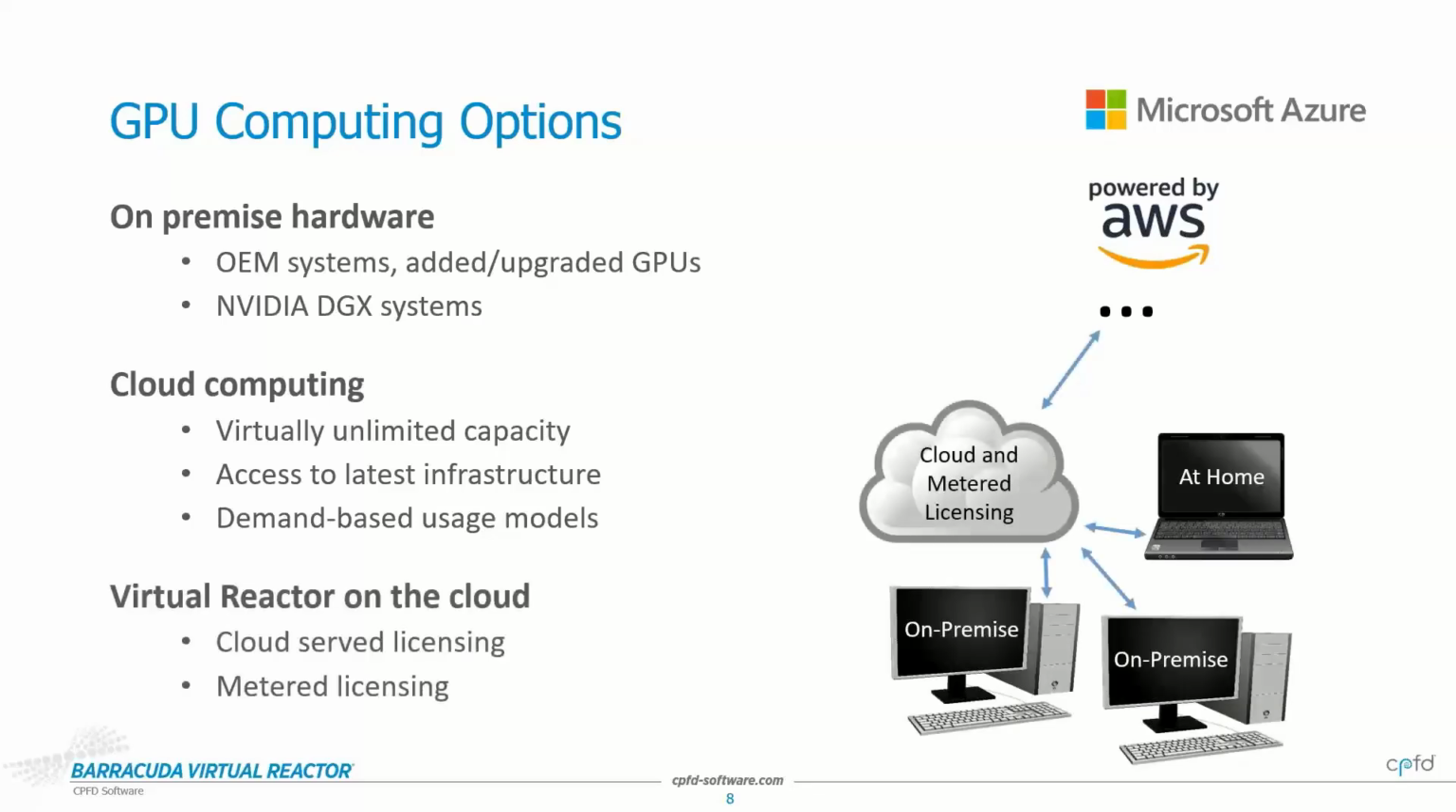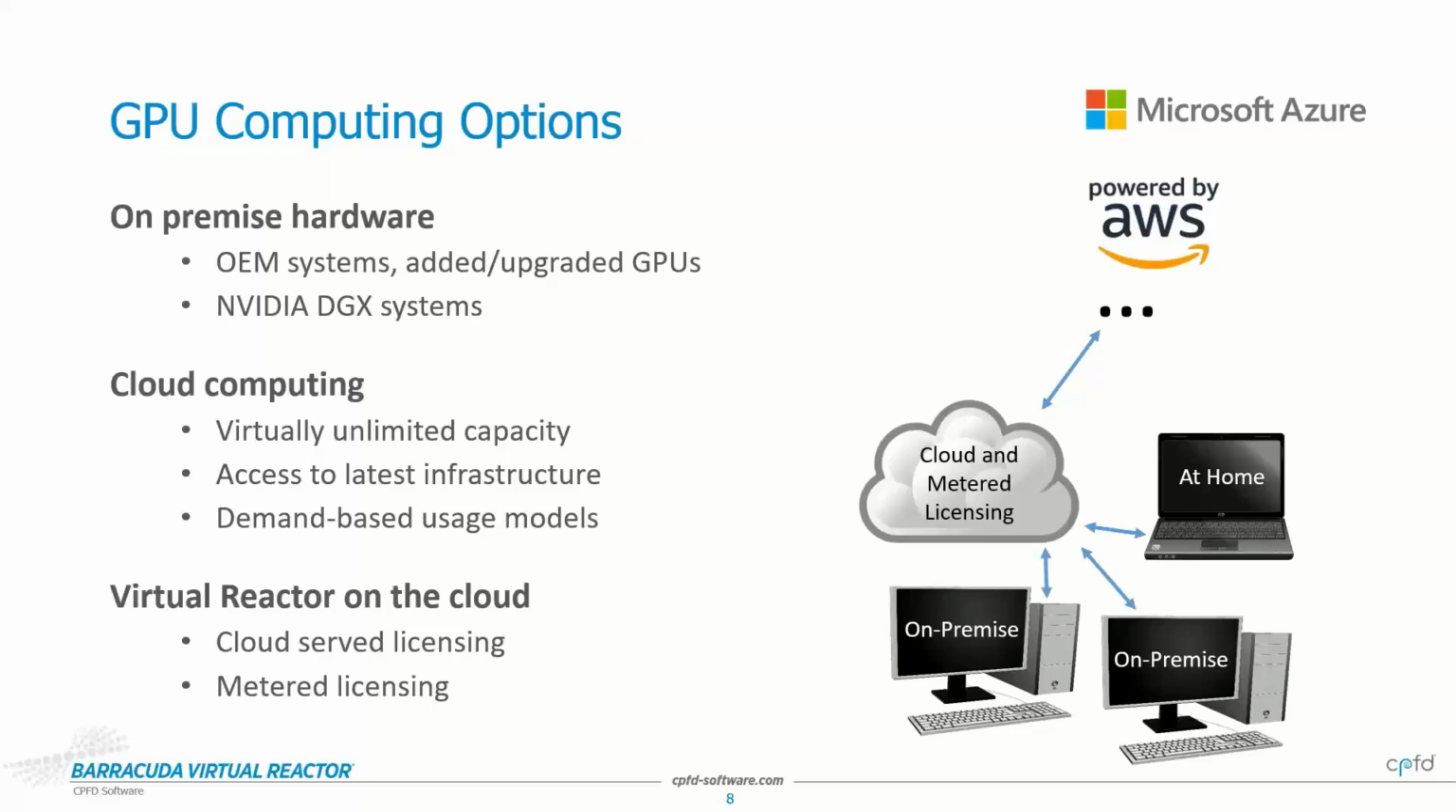In fact, we've done certain things on Virtual Reactor to enable cloud usage and make that straightforward. So a couple things that came out last year, we came out with cloud serve licensing. So this now, instead of one particular computer being the licensed server, the license sits on the cloud and can be run really anywhere, on your on-premise computer, on a different computer, at home, or on the cloud, be it on Azure, AWS, Google Cloud, wherever.